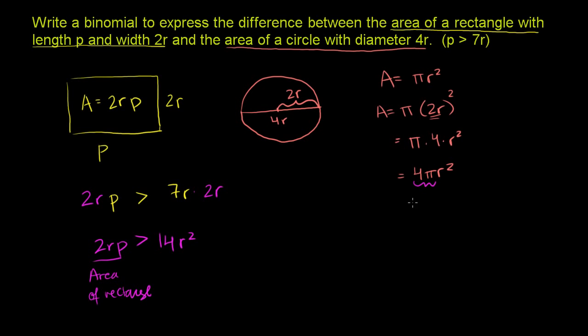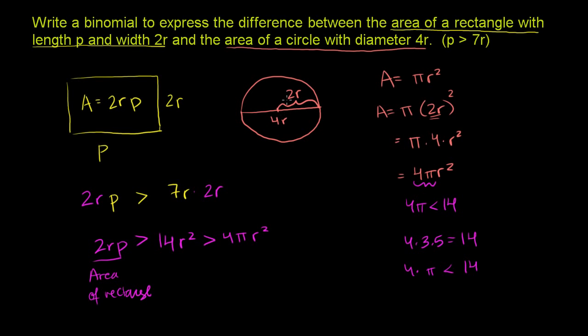So this is 4 pi. 4 pi is less than 14. 14 is 4 times 3 and a half. Let me put it this way. 4 times 3.5 is equal to 14, right? So 4 times pi, which is less than 3.5, is going to be less than 14. So we know that this over here is larger than this quantity over here. It's larger than 4 pi r squared. And so we know that this rectangle has a larger area than the circle.